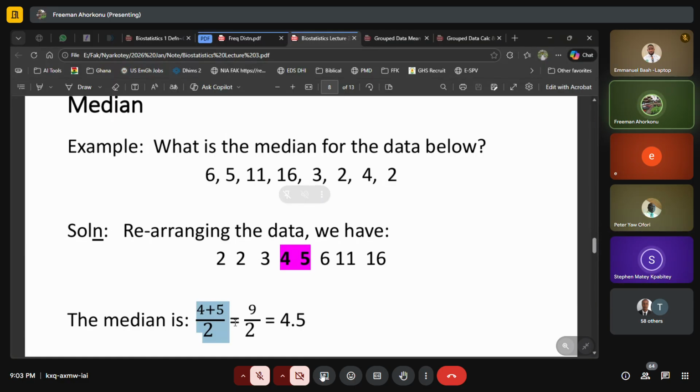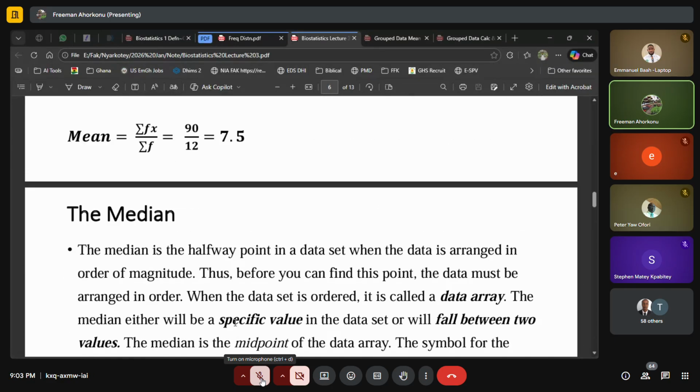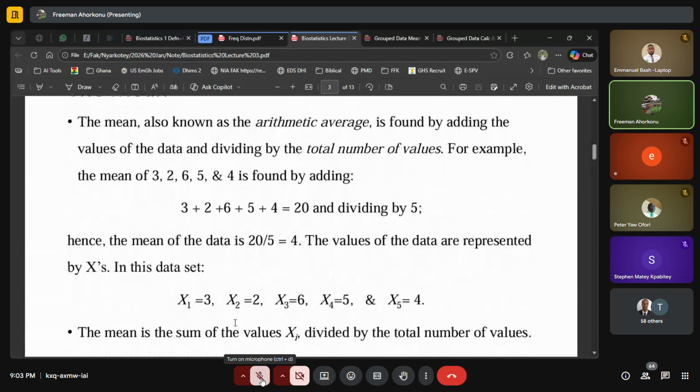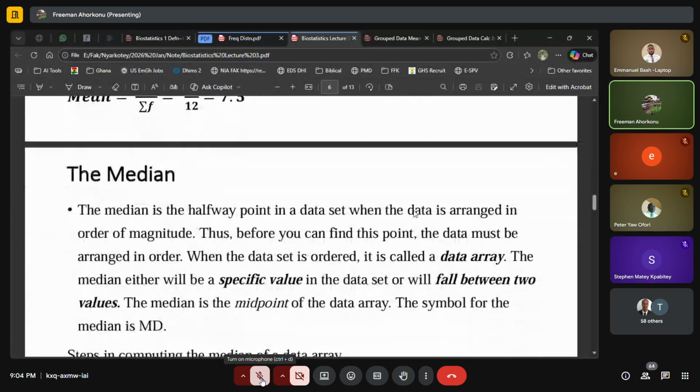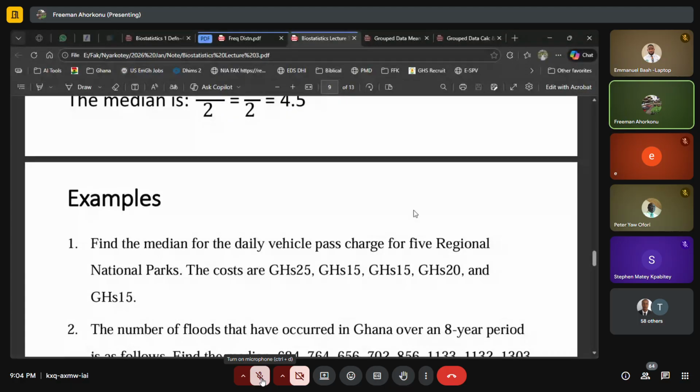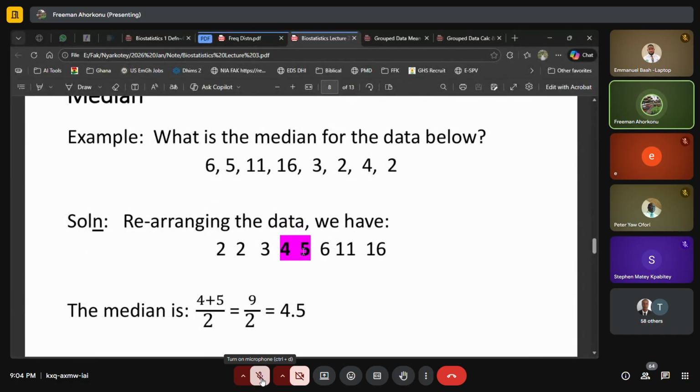Thank you very much. I already said you find the average of the two numbers at the middle. You find the mean. What did we say? The mean is found by adding the values of the data and dividing by the total number of values. Here we are adding only two numbers, so we will divide by 2.